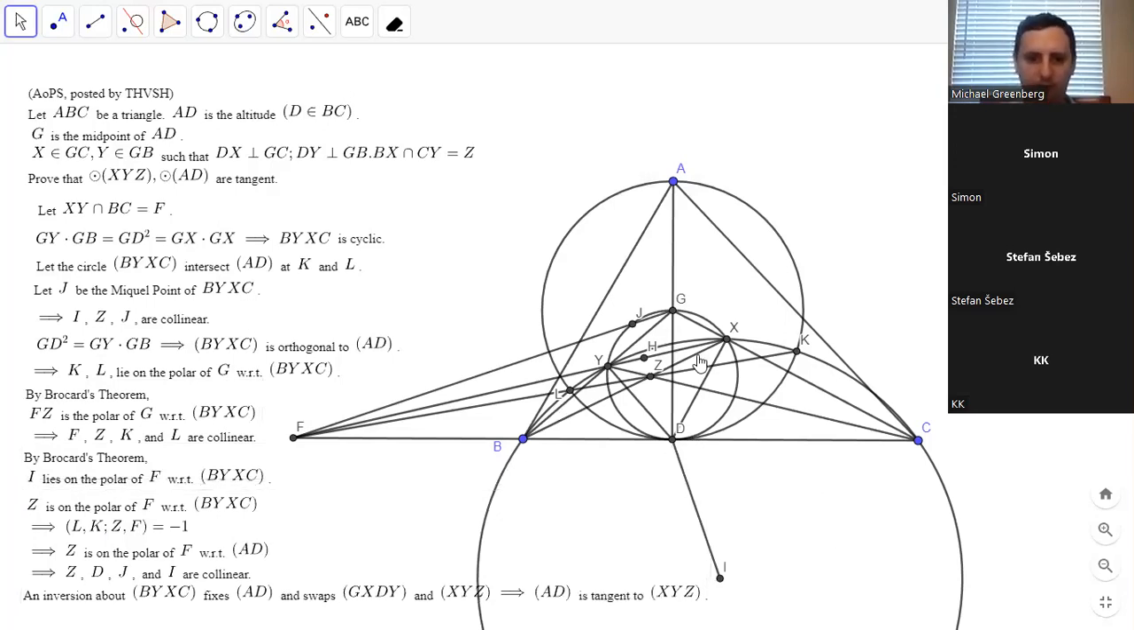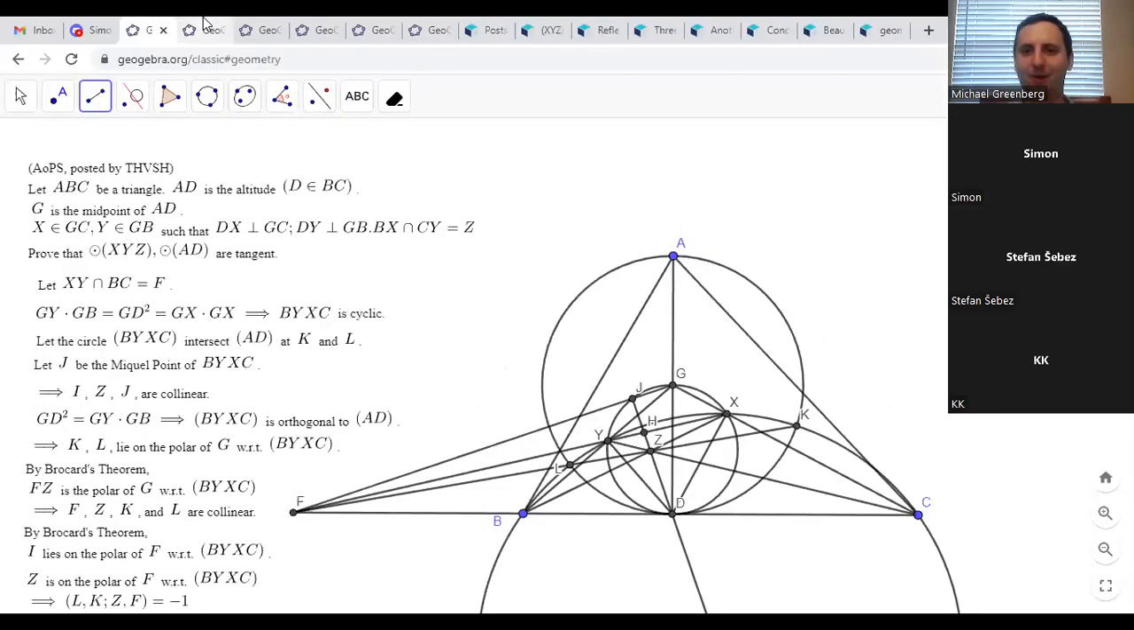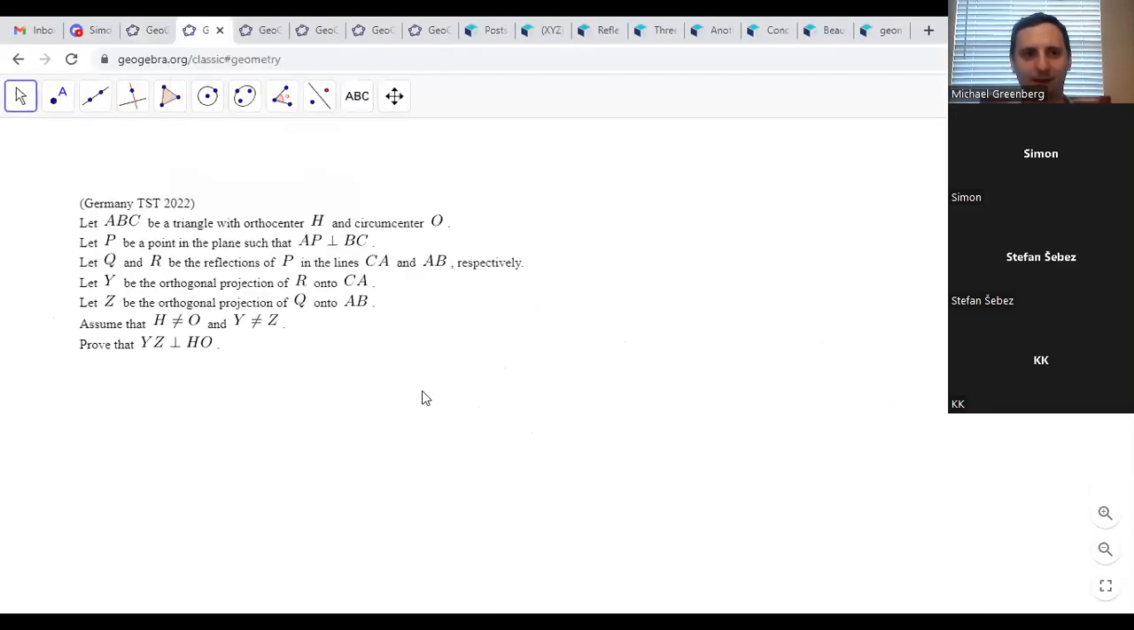So this circle's fixed because it's orthogonal to the XYC. And these circles are swapped because X and Y are obviously fixed, but once we know that these are all collinear, then we know that J and Z are swapped. Okay, I'm just going to leave it at this for now, because I want to move on to the next one, but that is the idea.